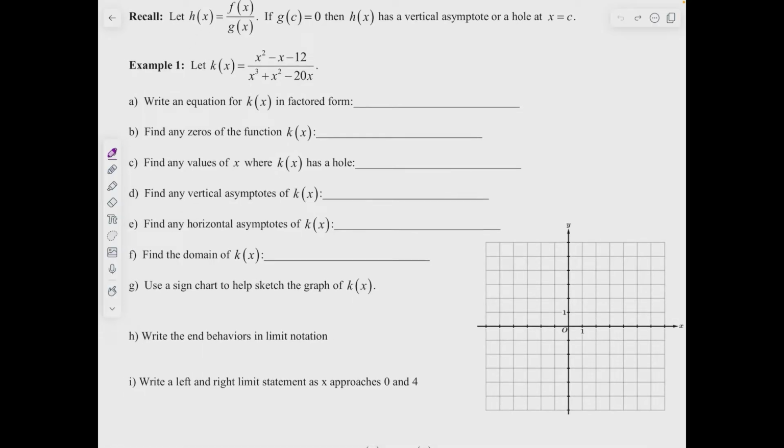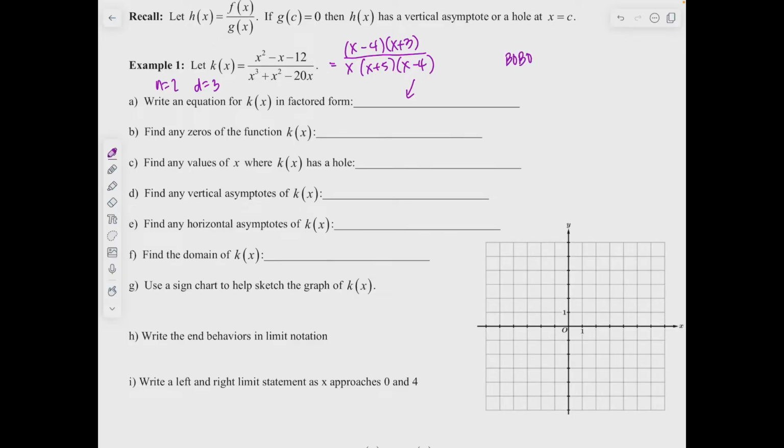First thing we're going to do is factor. When we look at our factored form, we have x minus 4 times x plus 3 over x times x plus 5 times x minus 4. As we take a look at the degrees, the numerator is degree 2 and the denominator is degree 3, so it's bigger on the bottom. Because it's bigger on the bottom, this would be BOBO as well.